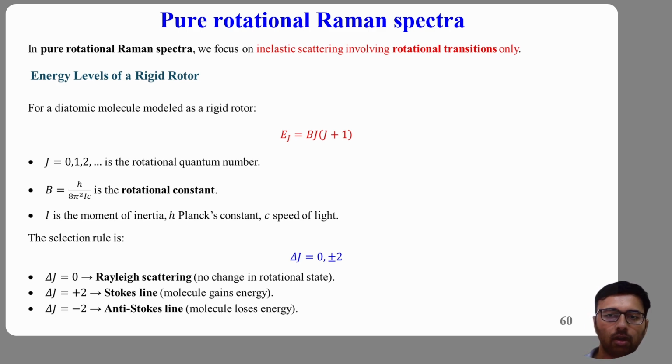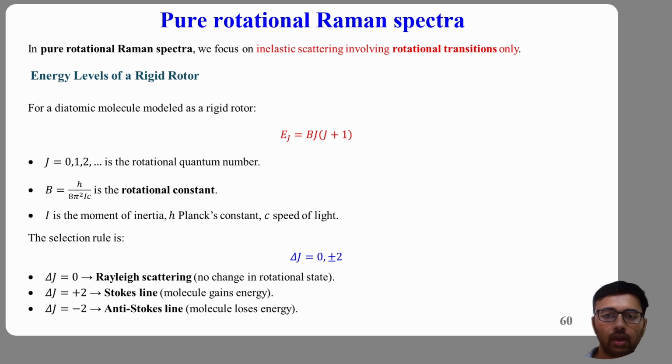In pure rotational Raman spectroscopy, the molecule undergoes transitions only between rotational energy levels. There is no vibrational transition and no electronic transition. Only rotation changes. This type of spectrum is especially important for diatomic molecules, linear molecules, and gas phase molecular analysis.